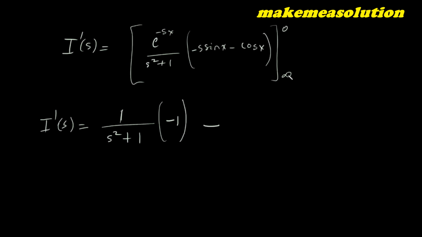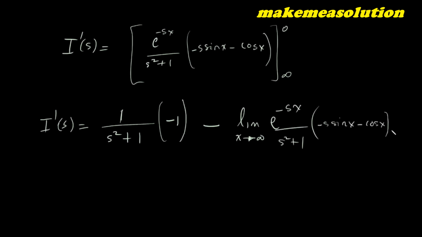So minus, plugging in infinity. I won't just plug in infinity like this. I'm going to do it in a more refined mathematical way. I'm going to say the limiting value as x tends to infinity of exponential minus sx over s squared plus 1, into minus s sine x minus cos x. So this is how to solve a definite integral. When you have terms involving infinity, you substitute the first term normally, but when you have infinity, it's better to use a limit. Using a limit helps us understand what happens in the limiting case.